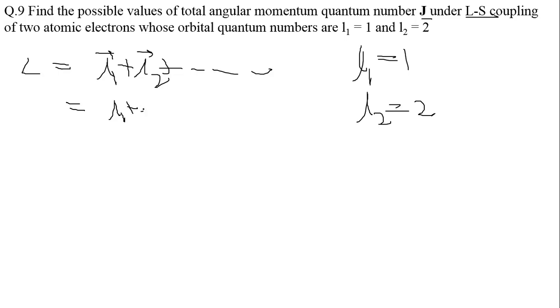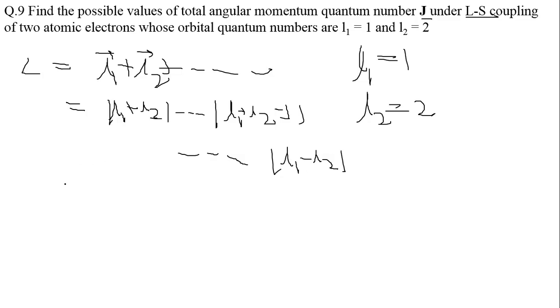So if we add, it will be L1 plus L2, then L1 plus L2 minus 1, like that up to the mod of L1 minus L2. So for L1 equals 1 and L2 equals 2, we have 1 plus 2 equals 3 and 1 minus 2 equals minus 1, so the mod will be 1. So it is 3, 2 and 1. So the possible L values for these two electrons are 1, 2, 3, or 3 to 1. So these are the L values.